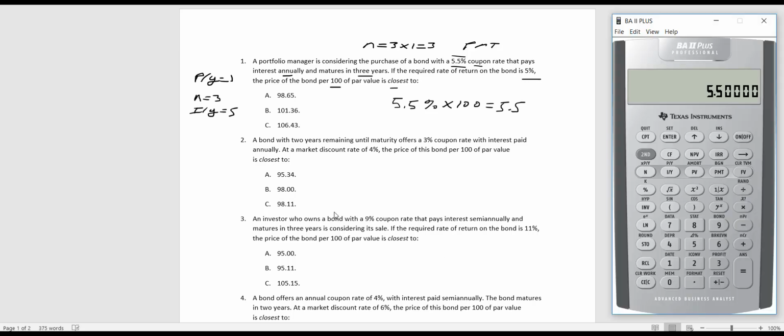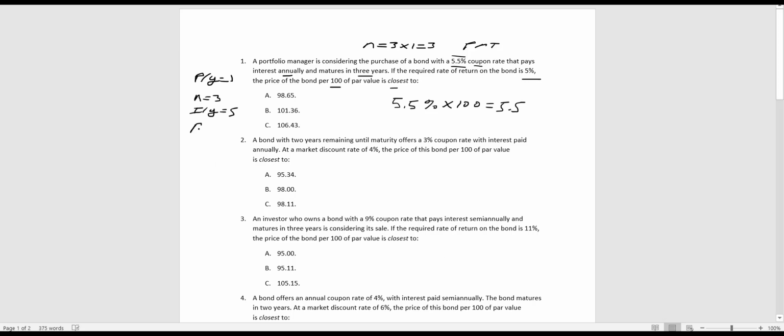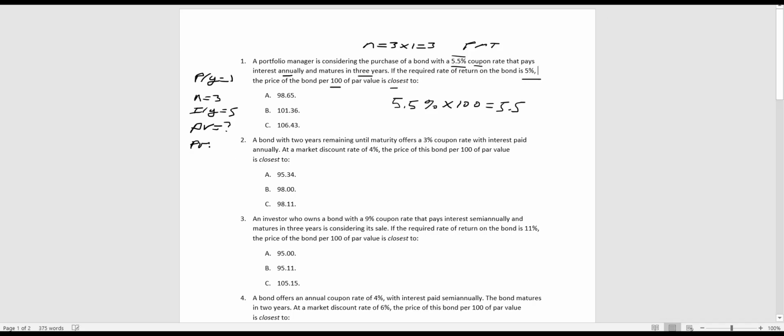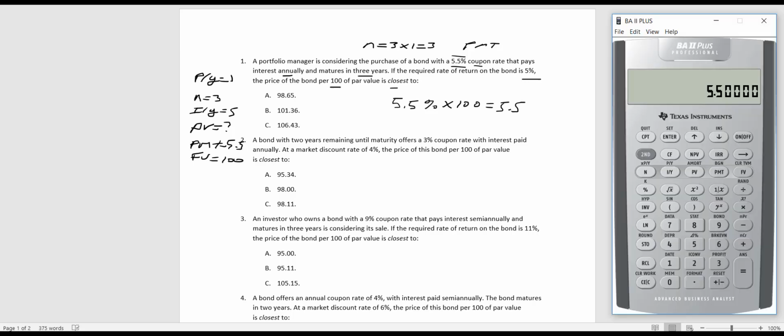Just bring up the calculator again. Present value, that's what we're solving for. The price of a bond is simply the present value of all the future cash flows added up. Payment we know is 5.5, and that's cash positive into us, and the future value equals the 100. So let's bring up the calculator here, and we're going to check second P/Y. Yes, I've got it set up for annual.